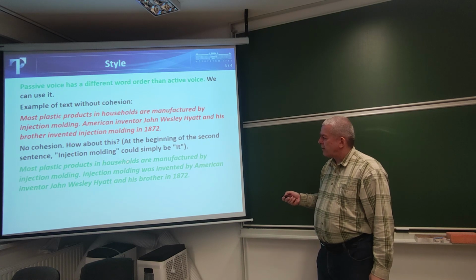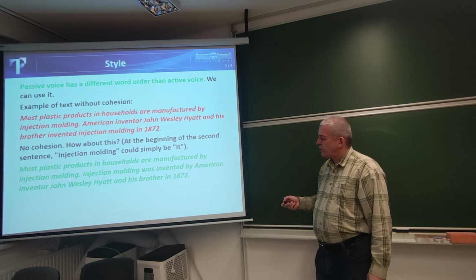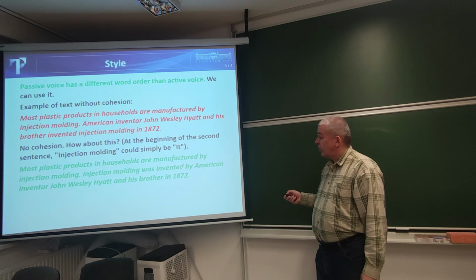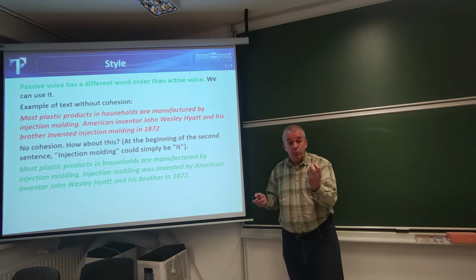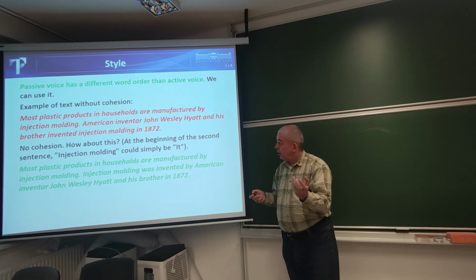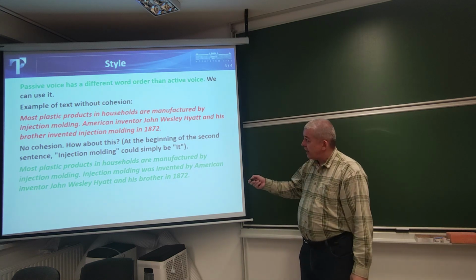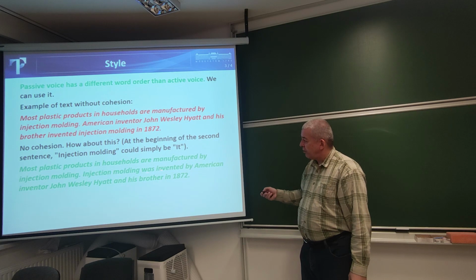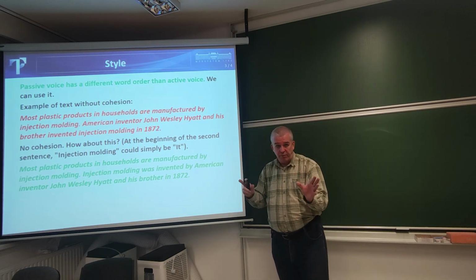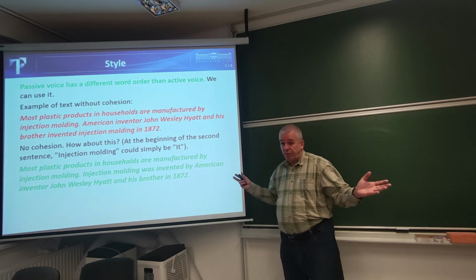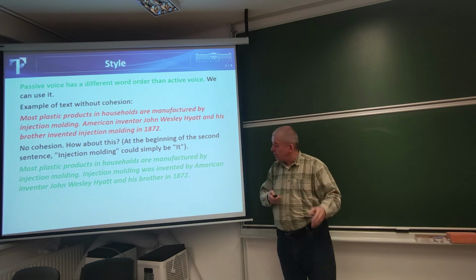How about this? Most plastic products in household are manufactured by injection molding. Injection molding was invented. Okay? Now that has cohesion. How did we pull it off? We pulled it off by changing this sentence into the passive. So here we use the passive voice creatively. Yes, that's one way of using the passive voice to change the word order.